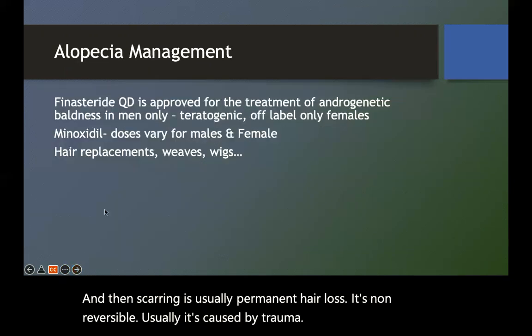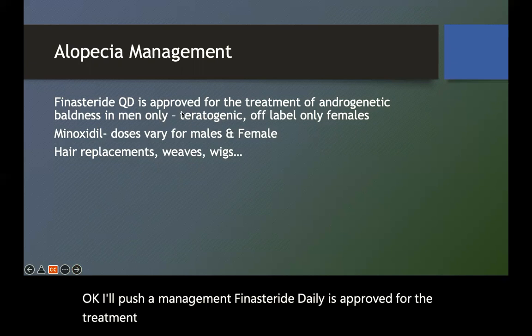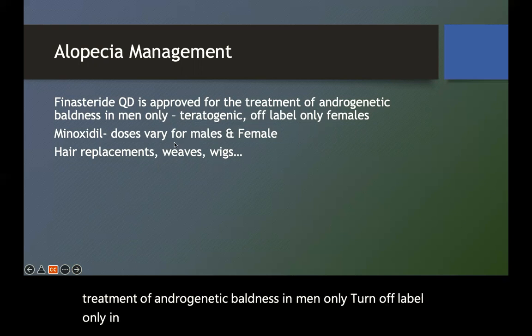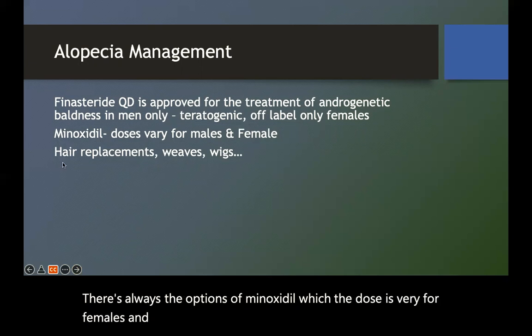Okay, alopecia management. Finasteride daily is approved for the treatment of androgenetic baldness in men only. Teratogenic, off-label only in females. There's always the options of minoxidil, which the doses vary for females and males. And then, of course, hair replacements.